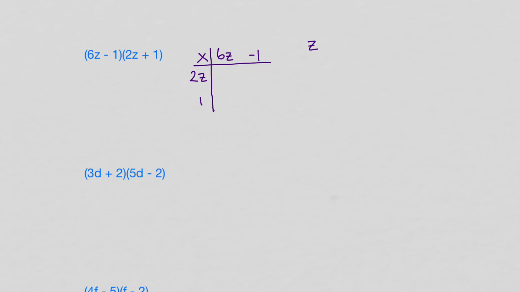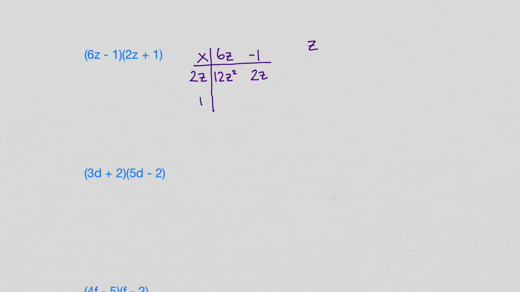Okay, so we're going to fill in this one first. So 6z times 2z. If you deal with the numbers and letters separately, it's a bit easier. So 6 times 2 is 12, and z times z is z squared. Okay, this box here, we've got negative 1 times 2z. So first of all, ignore the negative. So 1 times 2z is 2z.